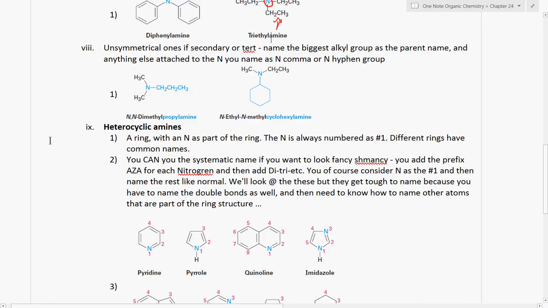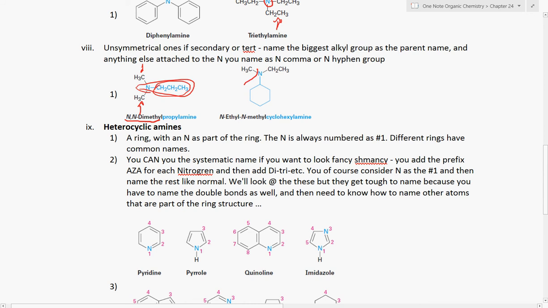Unsymmetrical ones, if they're secondary or tertiary, you name the biggest alkyl group as the parent name, and anything else attached to that nitrogen you name as N with the group. So our first example here is N,N-dimethylpropylamine. N is what's attached to the nitrogen. So N,N tells you that there's two methyl groups attached to the nitrogen. And then you have a propyl group. So N,N-dimethylpropylamine, with propyl as your parent chain.